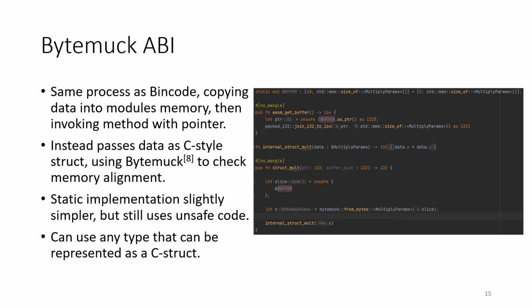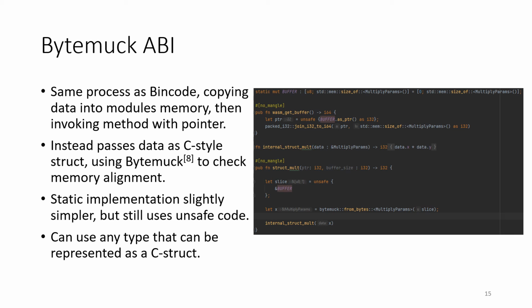Our final ABI, Bytemuck, uses a process very similar to the BinCode ABI. However, instead of serializing and deserializing the data, we cast the data as a C struct and copy it directly. This has the advantage of meaning the size of the data is known at compile time, so we can actually use static allocation instead of dynamic allocation.